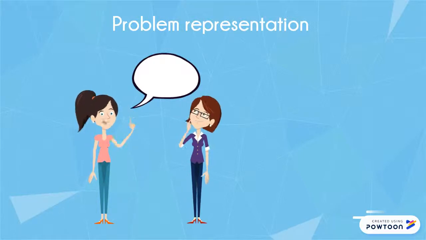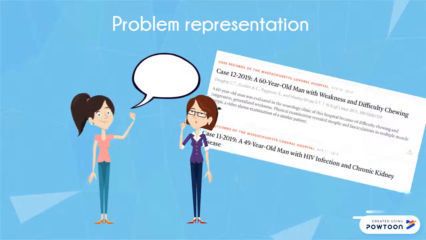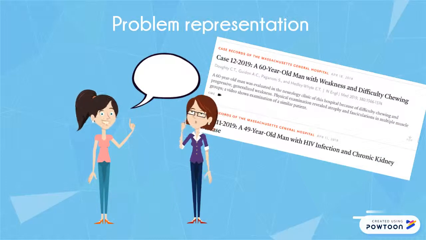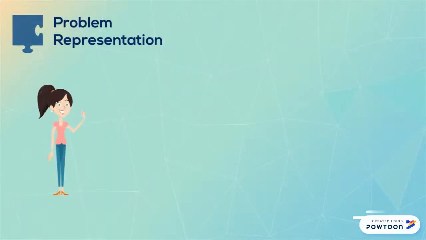Tell your residents to think about how they see cases presented in an EJM. It's that one-liner that doesn't give you piles of information, but just enough to trigger differential diagnoses. To guide your learner, you can tell them how to build a problem representation. Problem representation is usually built out of three things.